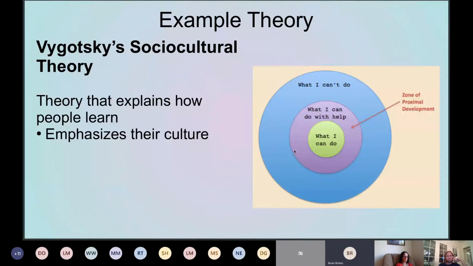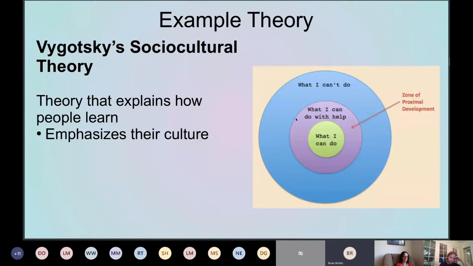So let's jump to psychology. Let's talk about a theory in psychology that we're still using today. Vygotsky's sociocultural theory is a broader theory than we're going to cover right this second. But basically, it talks about how people learn and emphasizes their social and their cultural experiences as one way that they learn and develop through life. So one specific thing that we'll focus on right now is the zone of proximal development.